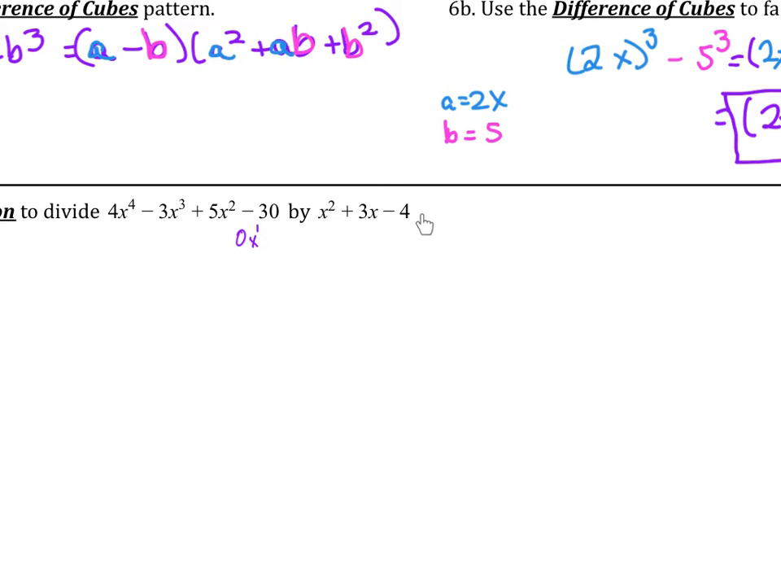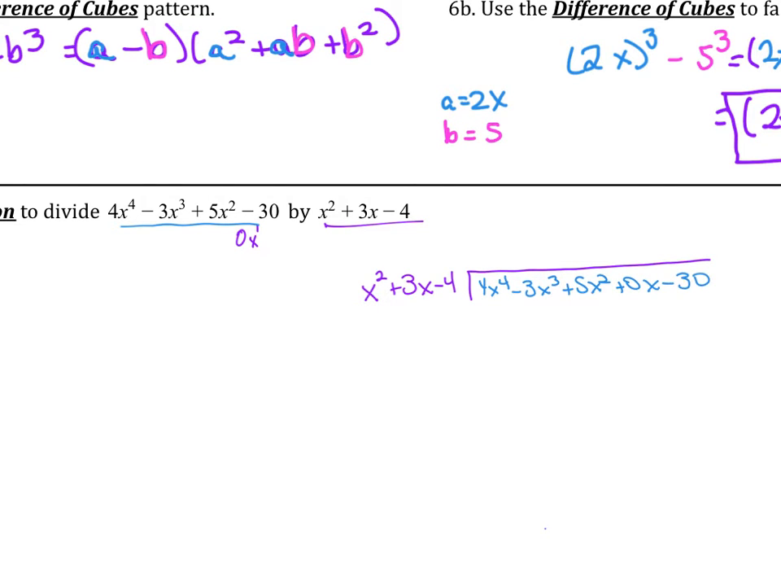Same thing, check the divisor here, x squared plus 3x minus 4. Nothing is missing there: 2, 1, and the constant. So let's set it up. Our divisor, the x squared plus 3x minus 4, goes on the outside, and then the dividend is 4x to the fourth minus 3x cubed plus 5x squared plus 0x minus 30.